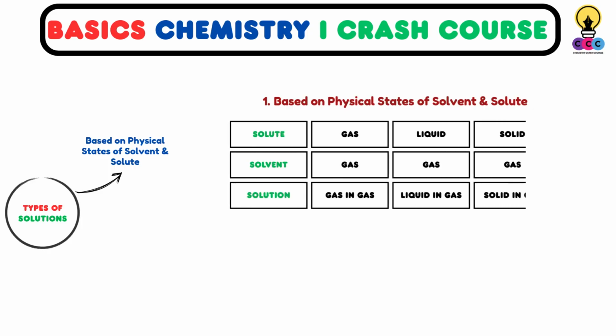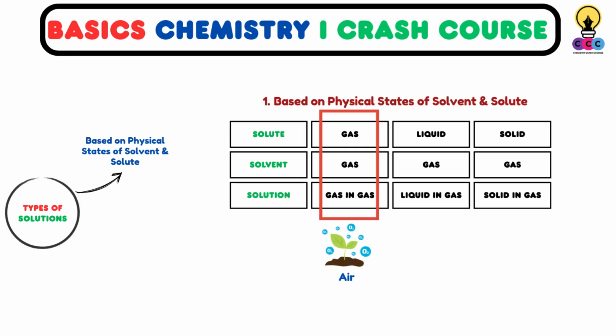First, if solute is a gas and solvent is also a gas, then the solution type is gas in gas. The example of this solution is air, where O2 is present in other gases like N2 and CO2, etc. Second, if solute is liquid while solvent is in gaseous state, then the solution is liquid in gas. An example is fog, where liquid droplets are suspended in air.